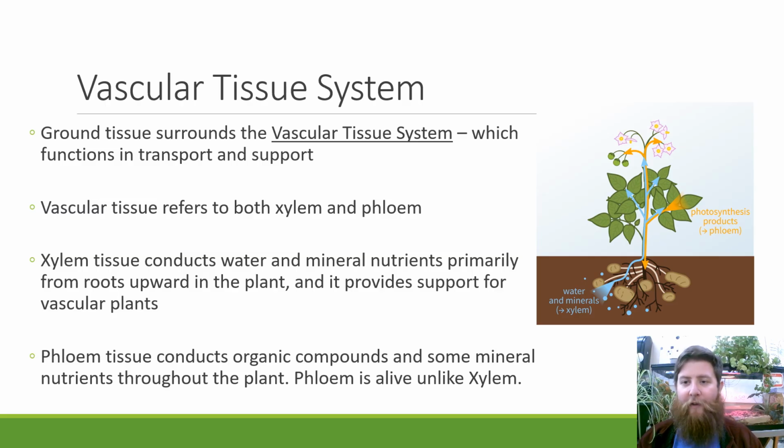Vascular tissue itself is both xylem and phloem in plants. Xylem takes water and minerals from the roots and pushes it upward in the plants, and then it also provides a lot of support. Phloem, on the other hand, takes the products of photosynthesis, the organic compounds, and moves them throughout the plant, up, down, sideways, left, right. Unlike xylem, phloem is very much alive and continues to grow and elongate and reproduce.